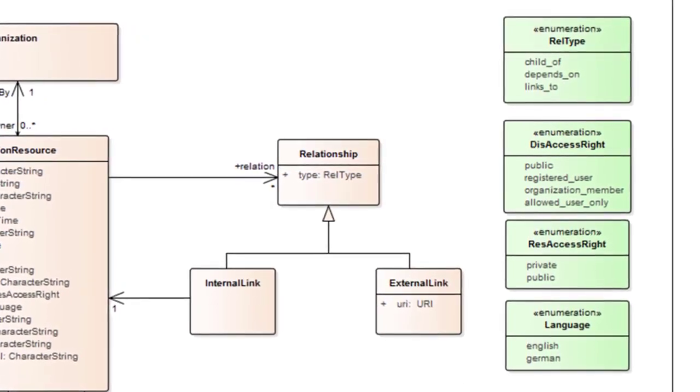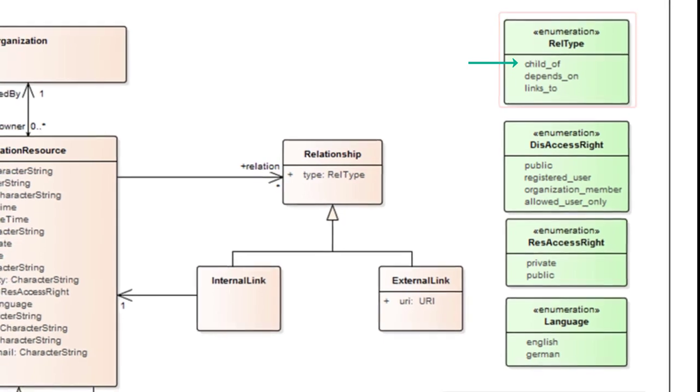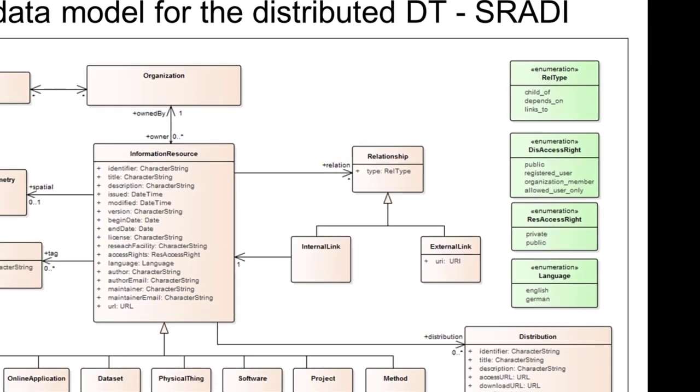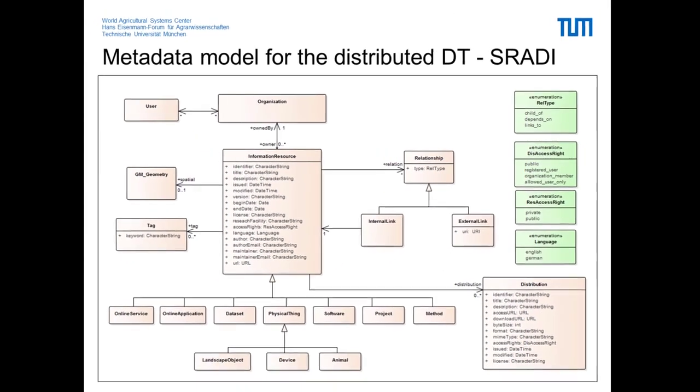For each of these, regardless of incoming or outgoing, there are 3 types of specialized relationships: depends on, links to, and child of. The depends on relationship shows that a resource has to be seen in the context of another. The links to relationship is for linking resources which can exist independently from each other. And the child of relationship expresses hierarchies, such as the relation between projects and subprojects. Based on these well-defined semantics, the relationship between resources become clear.